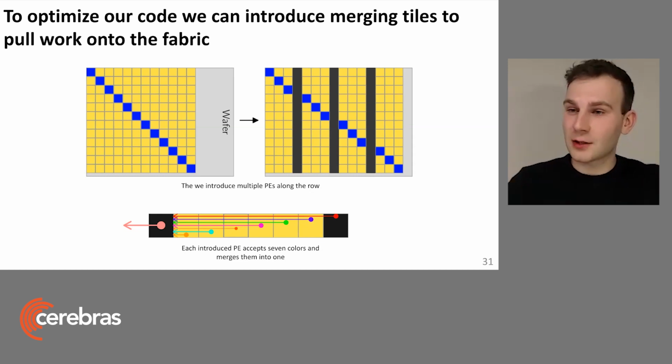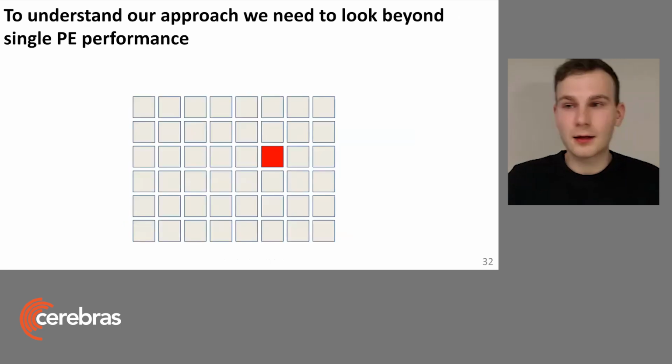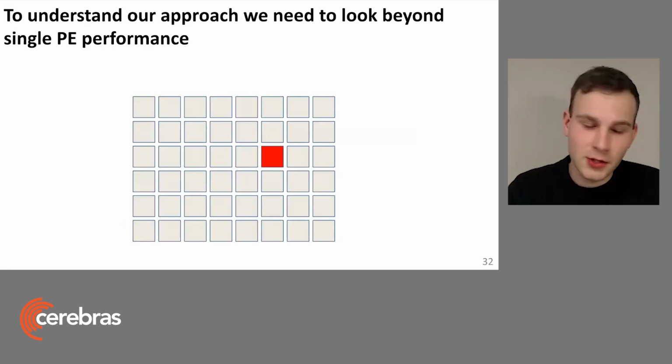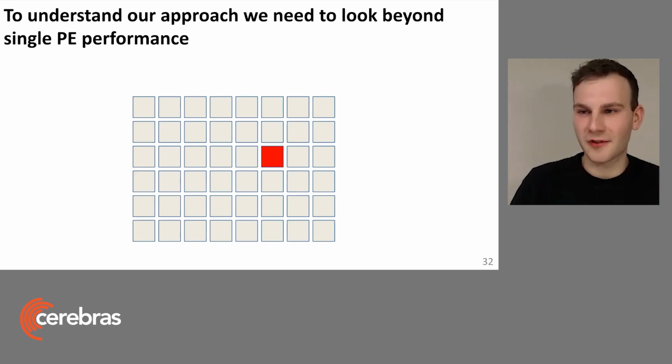So the wafer is actually not really square shaped, but it's a bit rectangular. So we can just introduce some columns which are only bundling colors, and so we don't have to do it on the yellow PEs. So that's one thing we can do. We can just look at the performance of a single PE. But now we want to understand our system a bit more holistically. We want to understand how these different code pieces are interacting with each other. Where's the bottleneck?